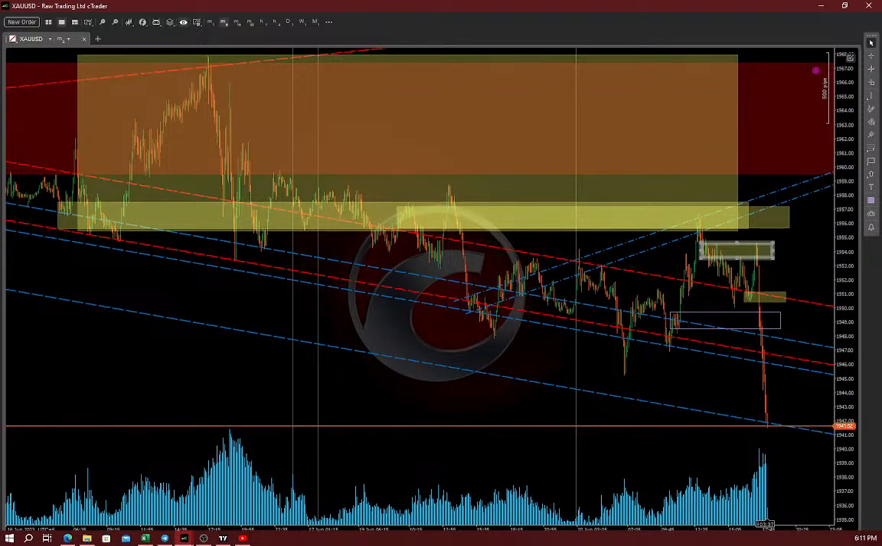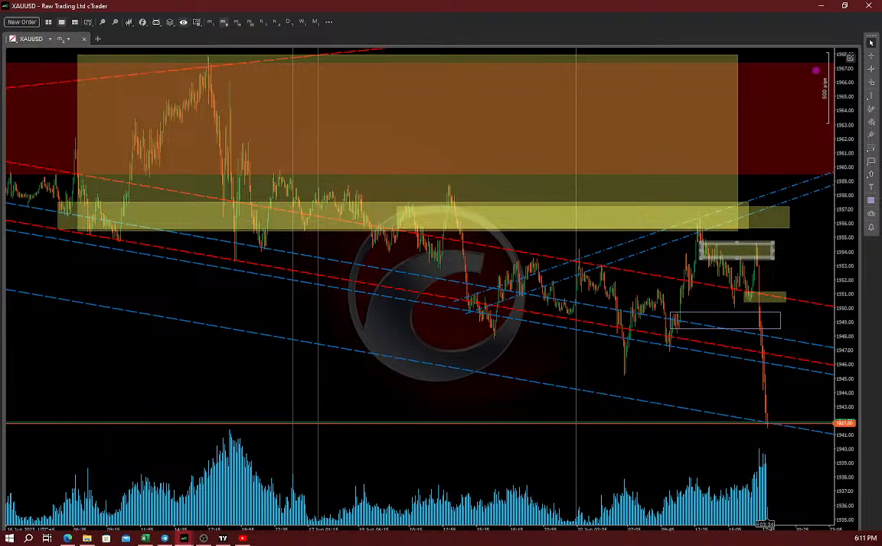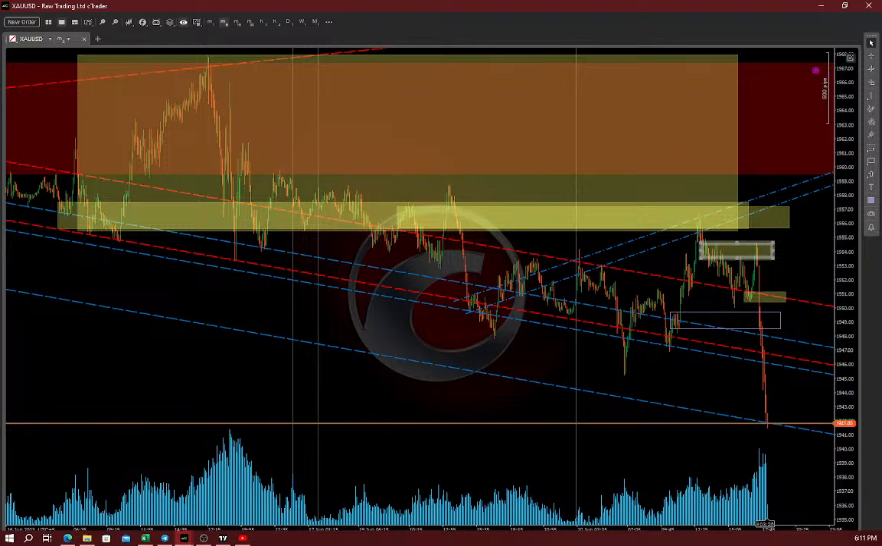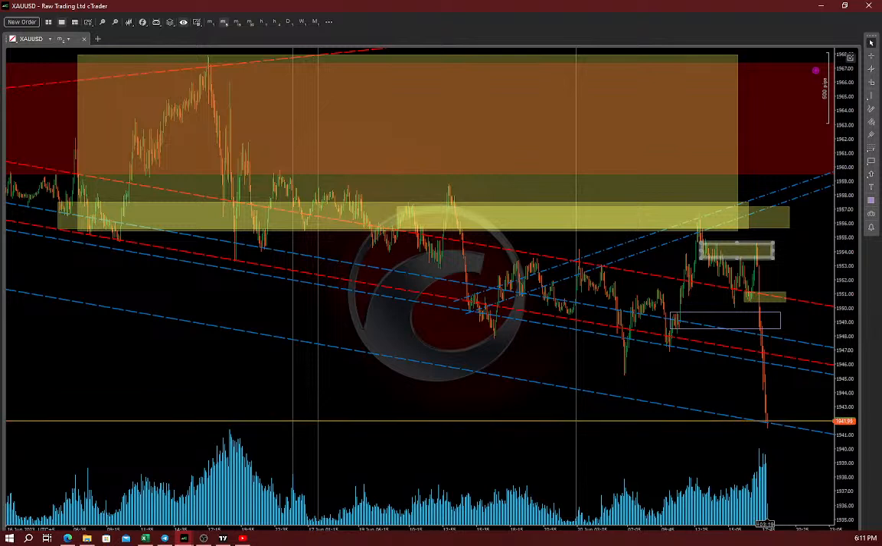So we had a very, very strong trade here, guys. Come on. Oh my goodness. Yep, TP is about to get hit. Our first TP.